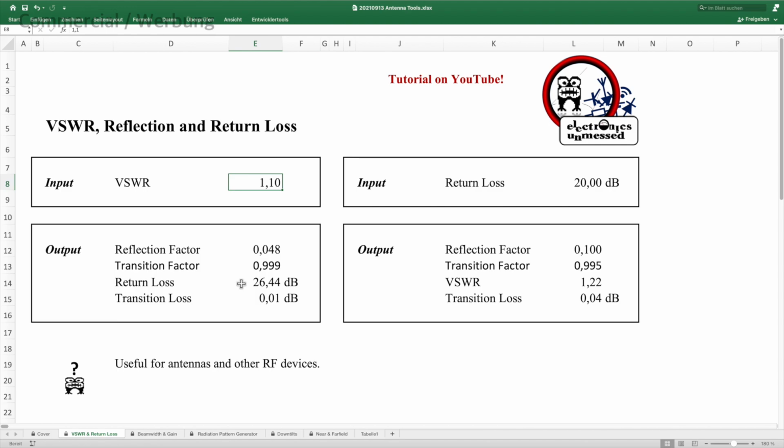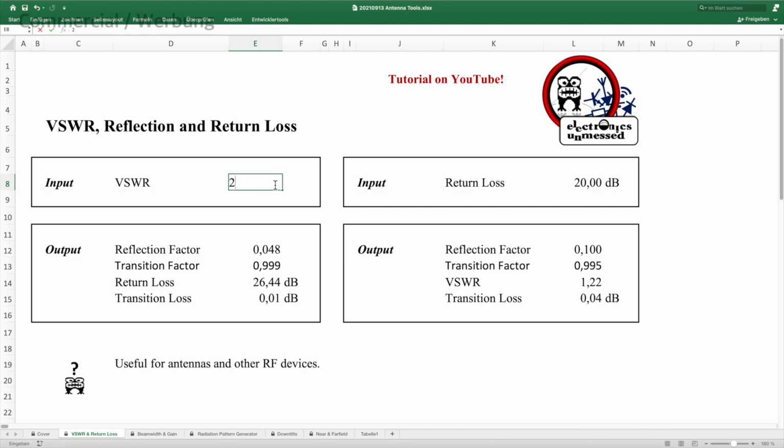This means that almost the complete transmit power goes into the antenna. The corresponding return loss level is 26.44 dB. The transmission loss level is only 0.01 dB. This is practically nothing, because usually you get more transmission loss from connectors and adapters.